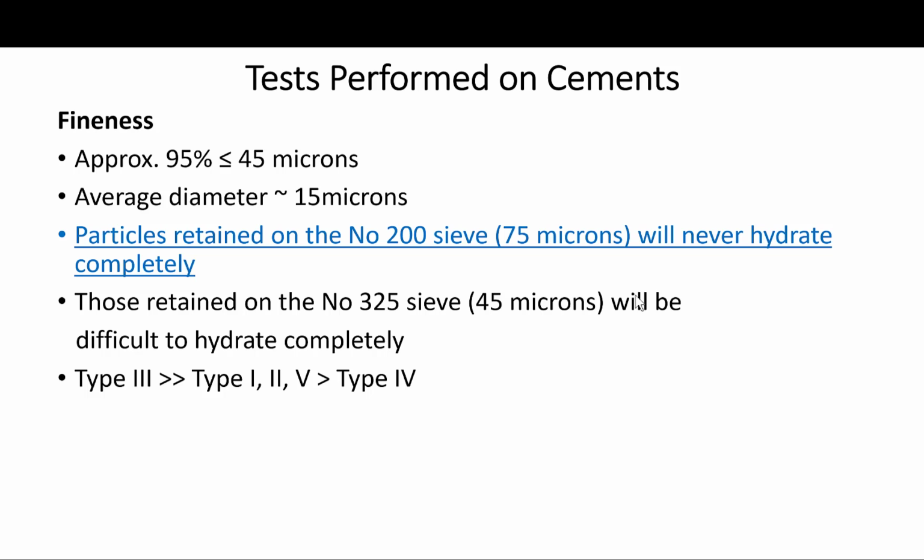But, for the particle sizes, it is to be noted that approximately 95% of the particles are less than 45 microns. The average diameter is roughly about 15 microns, and the particles retained on the number 200 sieve, the 75 microns opening, will never hydrate completely. Those retained on the number 325 sieve, the 45 microns opening, will be difficult to hydrate completely. Okay.